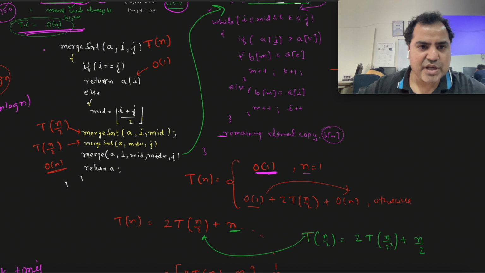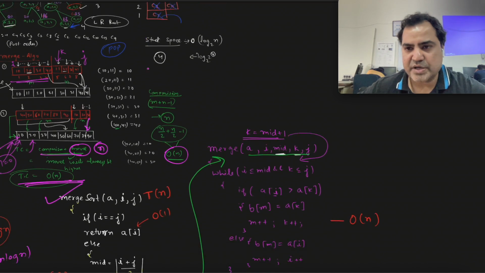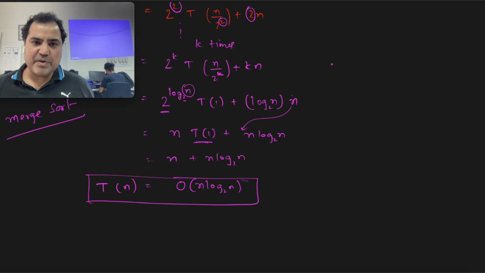So this is the pseudo code for merge sort, right? So hope everyone understood, right?